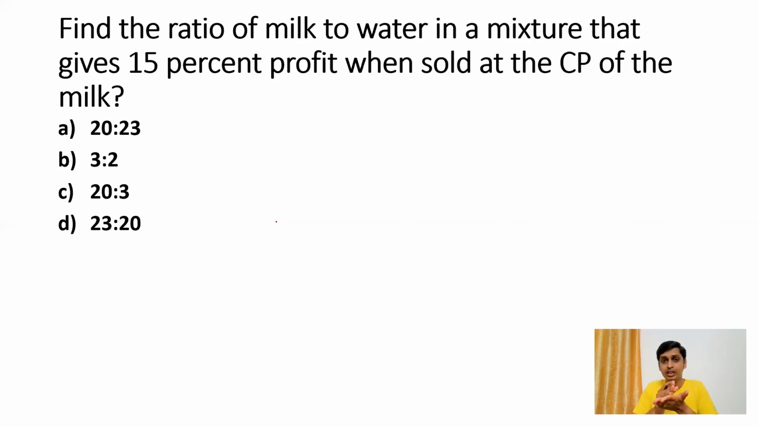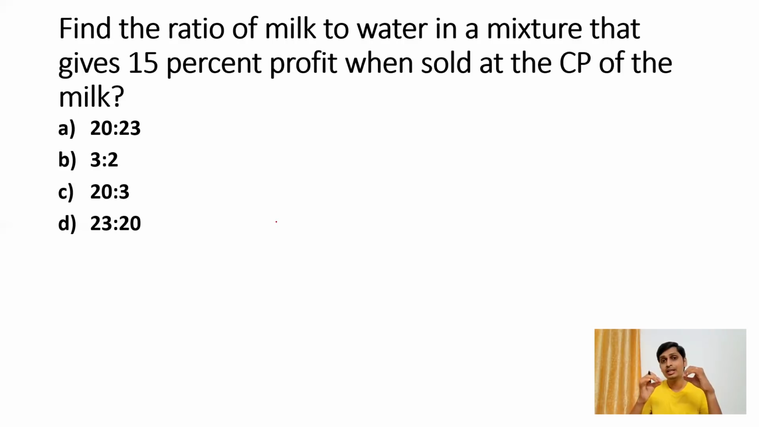Find the ratio of milk to water in a mixture that gives 15% profit when sold at the cost price of the milk. Okay, so I will give you one small example. Imagine you purchased 1 liter of milk for 100 rupees. So that is the cost price for you. If you want to gain 15% profit, you have to sell for 115. But if you sell for 115 rupees, the customer will not purchase. So you have to sell for the same 100 rupees, but you have to gain 15% profit. So you are adding some water to it, right? And you are selling for the same 100 rupees and gaining 15% profit.